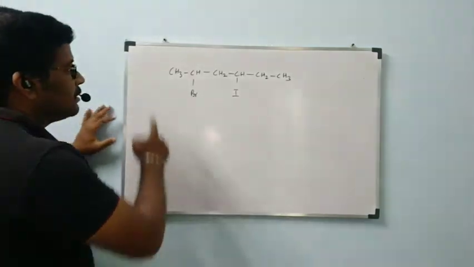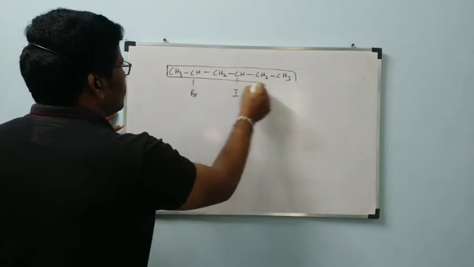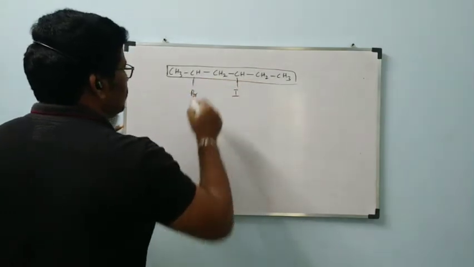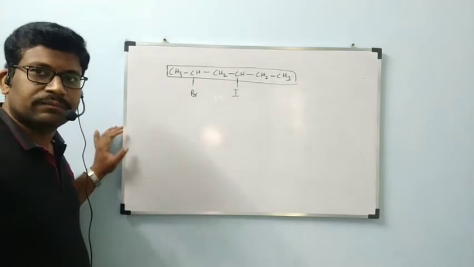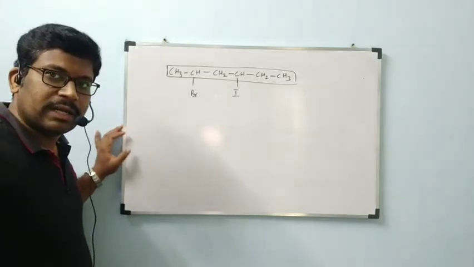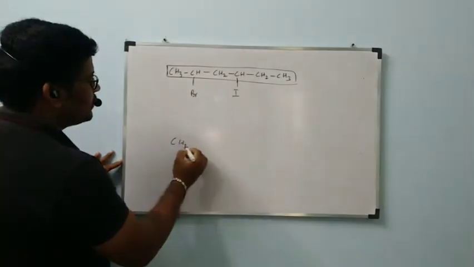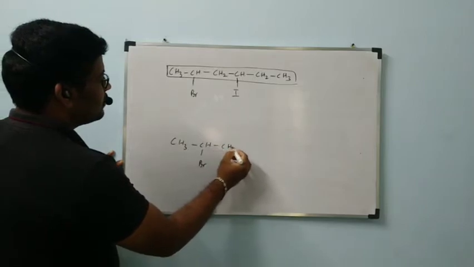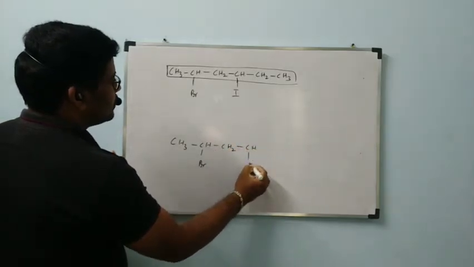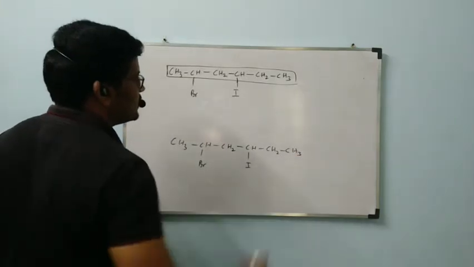See, selection of the parent chain. This is the parent chain, no other alternative. After selection of the parent chain, we have to give numbering, left to right or right to left. That's why I am going to write it one more time: CH3, CHBr, CH2, CHI, CH2, CH3.